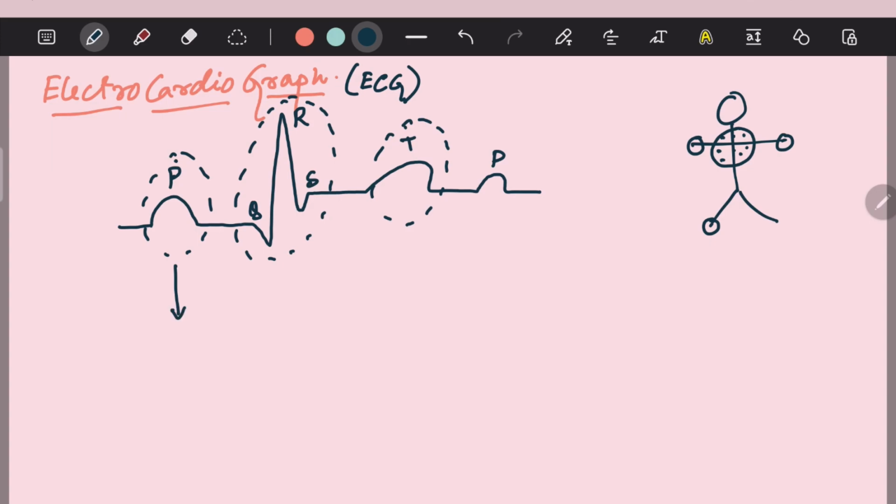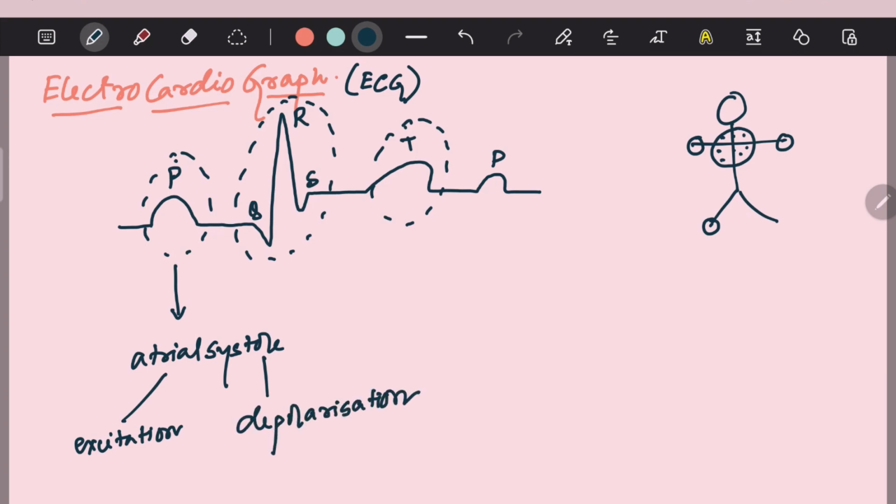The P wave represents the electrical excitation of the atria, that is the atrial systole. This depicts the electrical excitation, the electrical depolarization of the atria, and this shows the contraction of both the atria, mind you, not a singular atrium. It shows the contraction of both the atria. Now, talking about the QRS complex, this represents the ventricular systole.